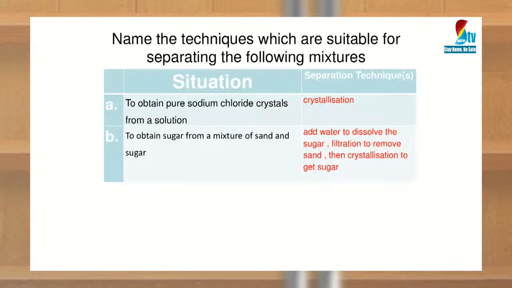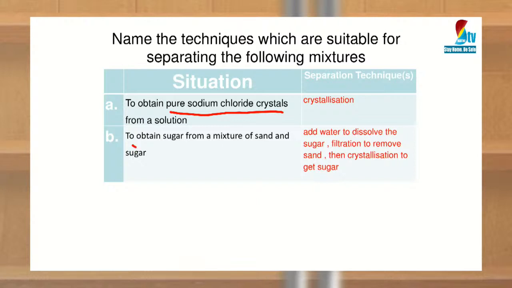Now let's go over some work. So we are given two situations and they're asking us which techniques are best suitable. A, to obtain pure sodium chloride crystals from a solution. I think that's a telltale already that they have said crystals. It already should click in your mind that this is crystallization. You want a solid in a crystal form.